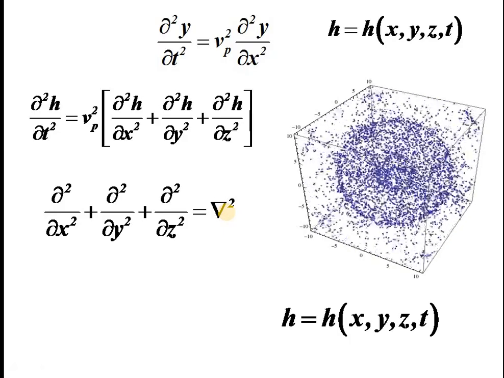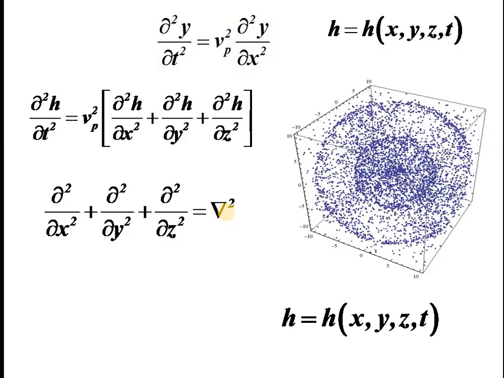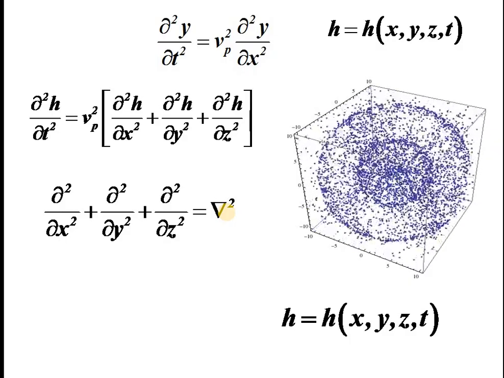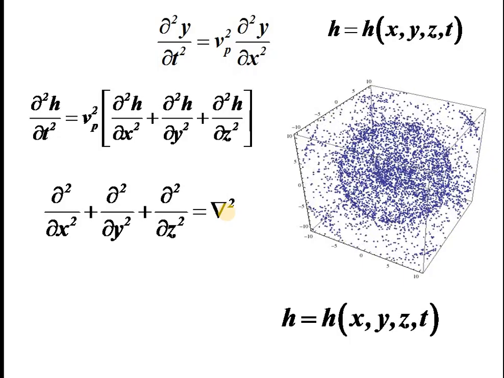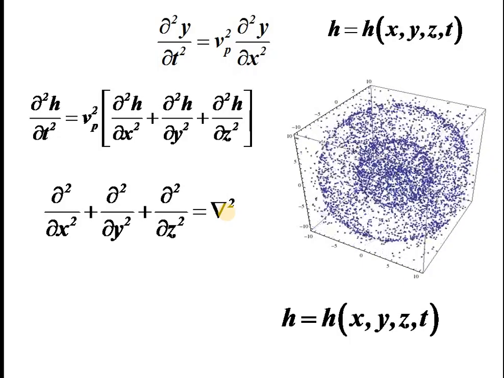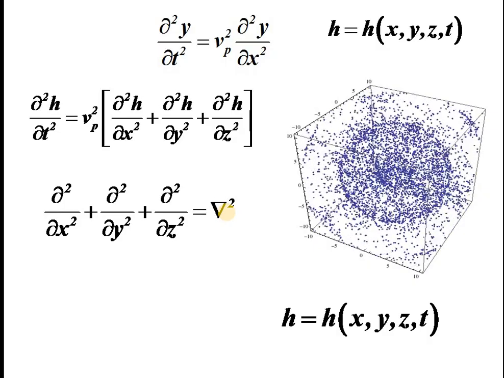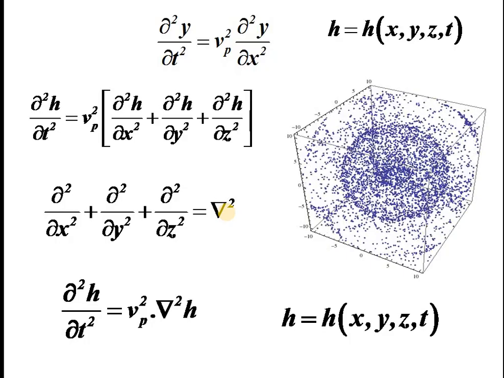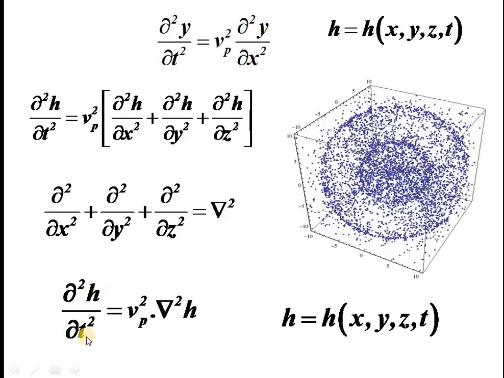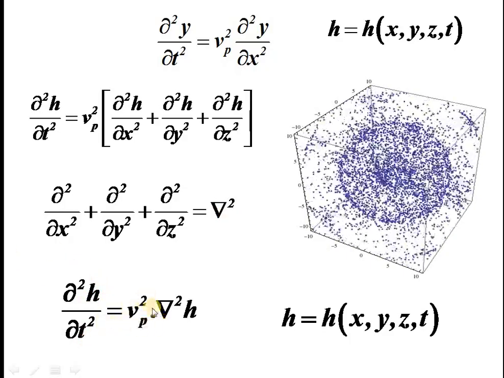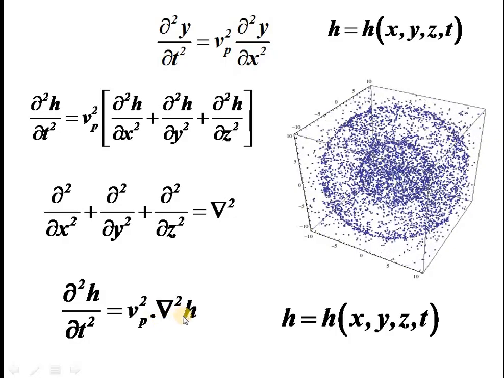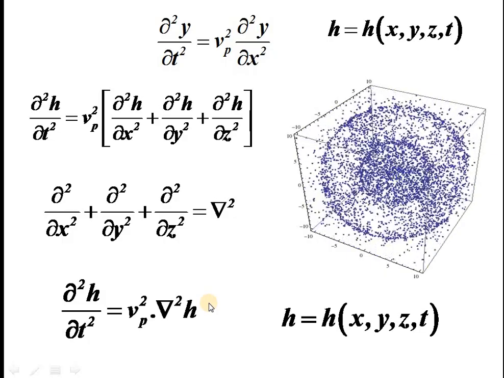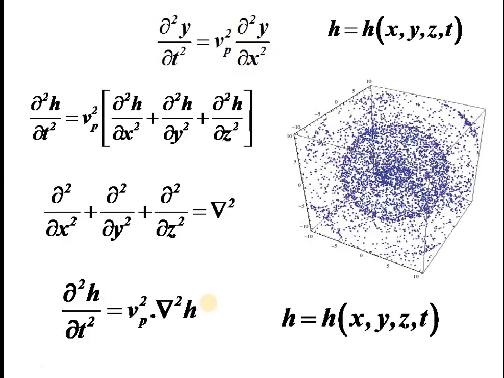Okay, this is actually called nabla. In the Greek alphabet, this is also called nabla square. This is also known as the Laplacian. Understand? Laplacian, del square. So then the above 3D equation can be briefly represented like this: del square h by del t square is equal to phase velocity square into del square h. This compactly represents a 3D wave propagating in three-dimensional space.